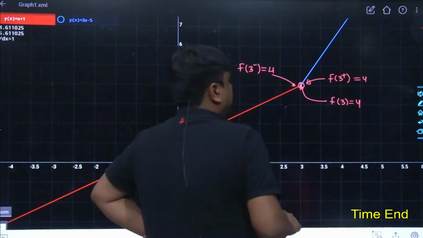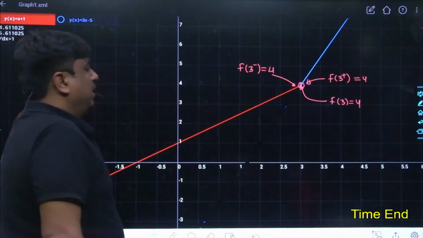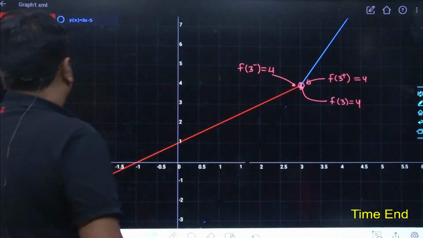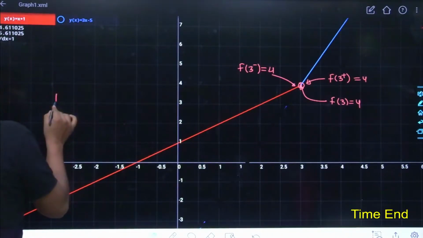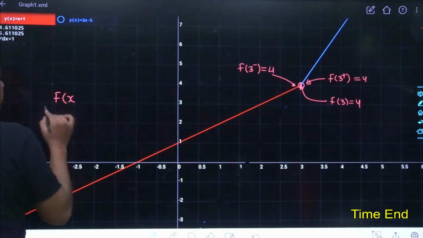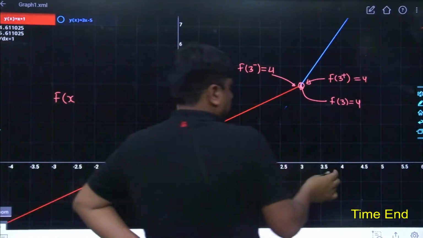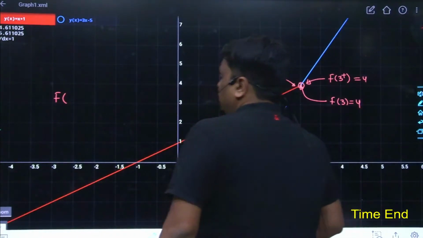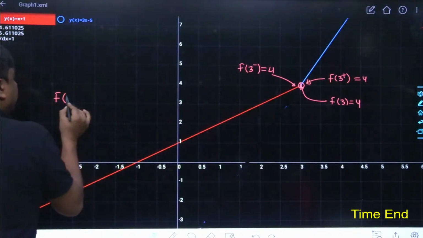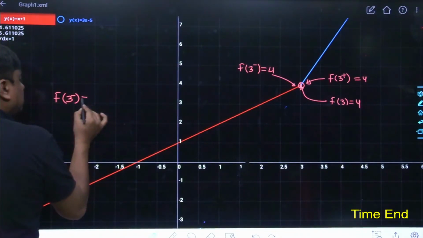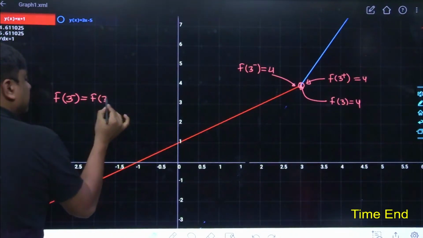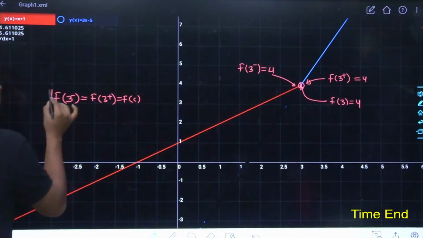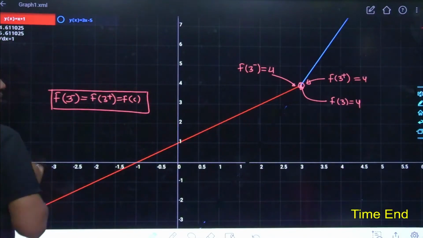So the left-hand limit is the same as the right-hand limit, and it is also the same as the value of the function at x equals 3. As all the requirements of continuity of a function have been met, by default it is going to be a continuous function. So f of 3 minus is the same as f of 3 plus, and it is also the same as f of 3.